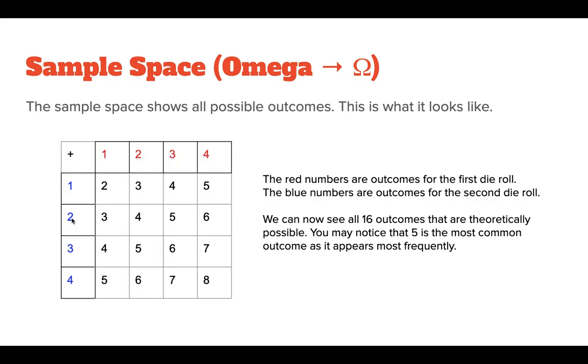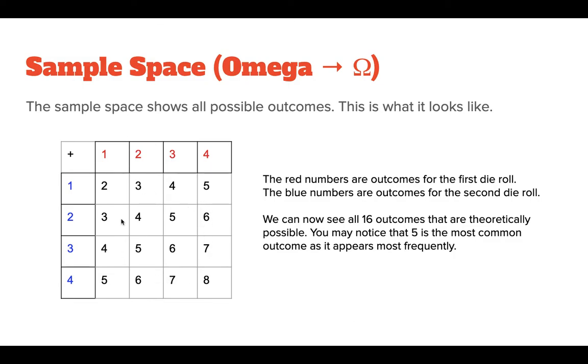And then I'm showing you the second die roll could have been 1 through 4 as well. So this box with the 2 represents a roll of 1 on the first die and a roll of 1 on the second die. Whereas the box down here says a roll of 2 on the first die and a roll of 3 on the second die. So that's how we're coming out with these 16 outcomes.